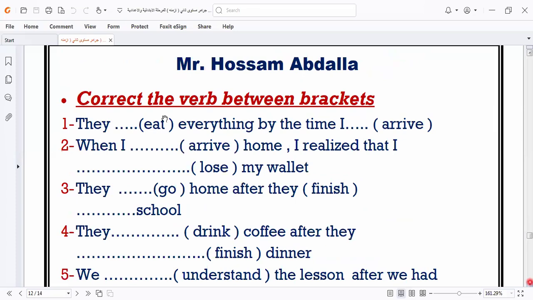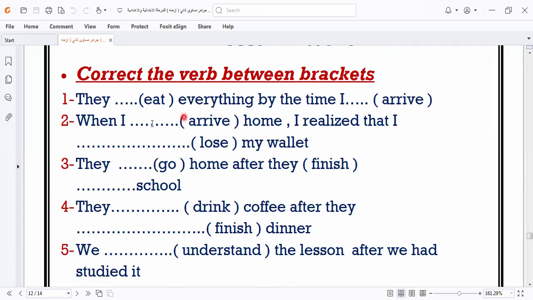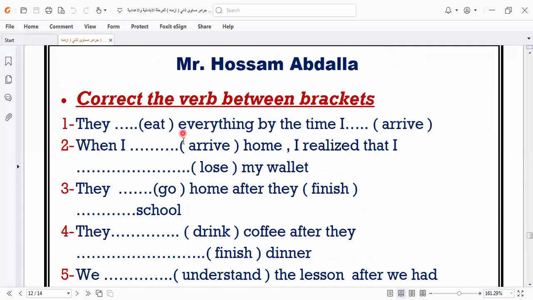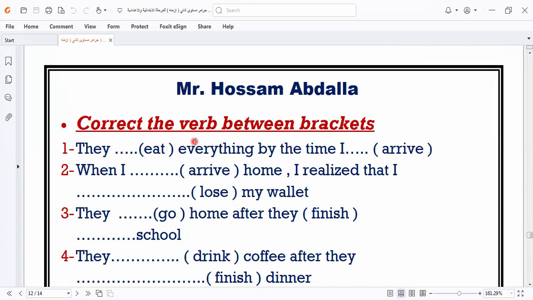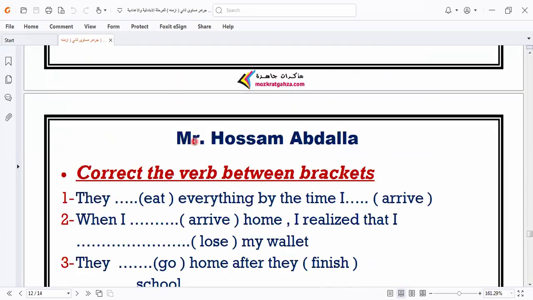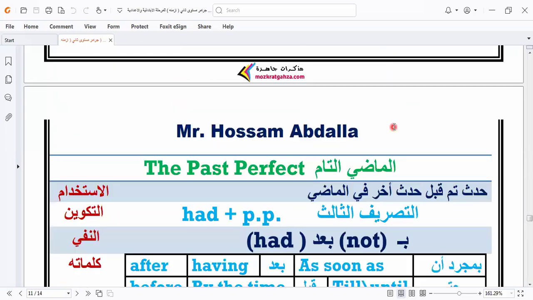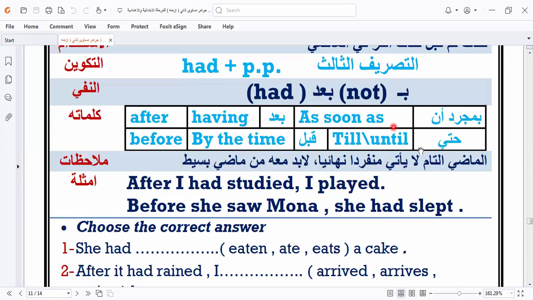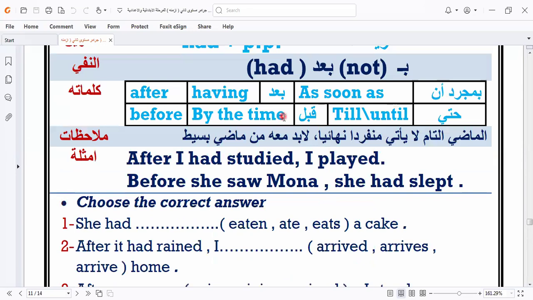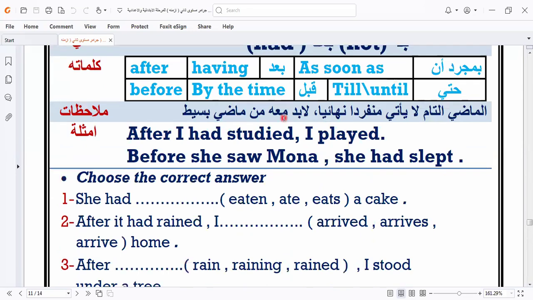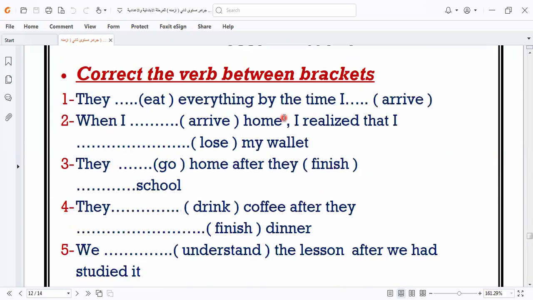Here we have, they eat everything by the time I arrive. Here we have by the time. Okay, so the answer will be: they had eaten everything by the time I arrived.